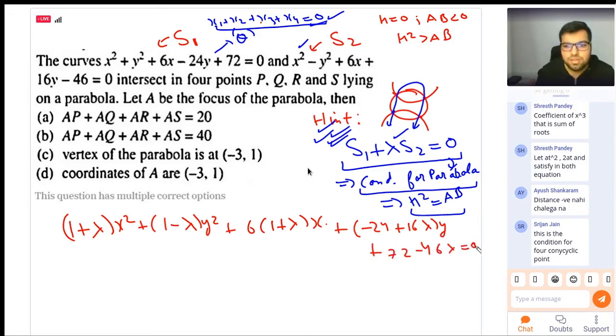So it is a very lengthy equation, but since we just have to apply h square is equal to AB, we are just concerned with h, A and B. In this particular equation, h is equal to 0 because there is no term in xy. So this means AB will be equal to 0. What is A? A is 1 plus lambda. What is B?